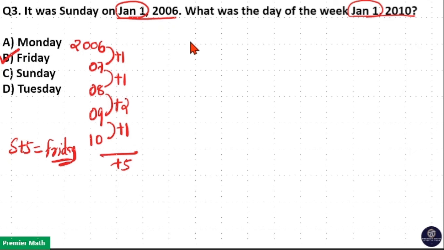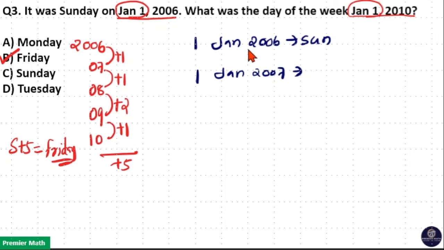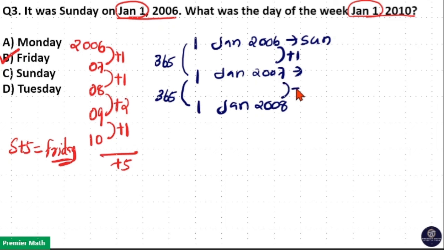I will explain it in detail. 1 January 2006 is Sunday. Then for 1 January 2007, the whole of 2006 contains 365 days plus the first day of 2007 constitute 366 days. Then the difference between these two will be 365 days. This 365 days contains 1 odd day. Again 1 January 2008. The whole of 2007 contains 365 days plus the first day of 2008 constitute 366 days. The difference is again 365 days, which contains one odd day. Here Sunday plus 1 will give you Monday. Again Monday plus 1 will give you Tuesday.